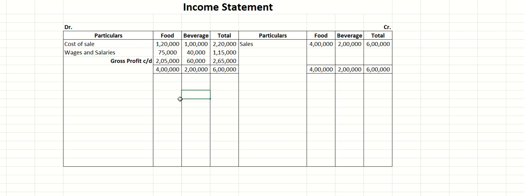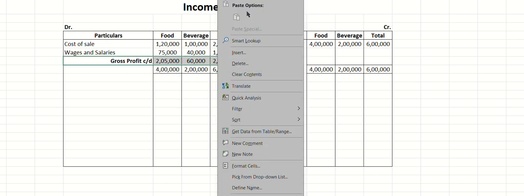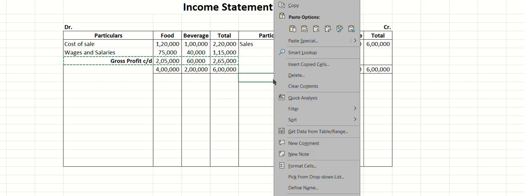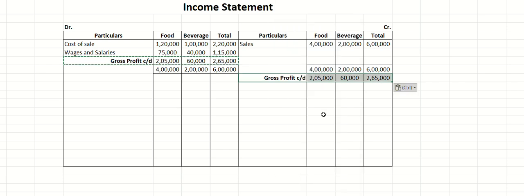Here it goes. Now we have found the gross profit. Once we have found the gross profit, we have to copy it and paste it. Don't try to copy paste in your book. You have to write it there. You don't have such an option. When you copy paste here, it is not carried down, it is brought down. We have brought something down which we have written above. That is what it means.